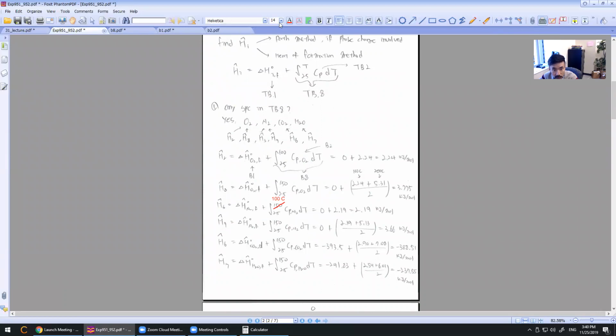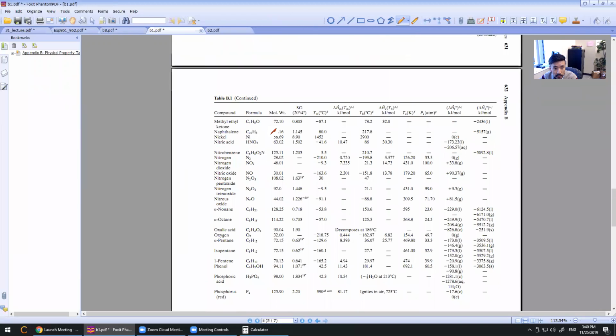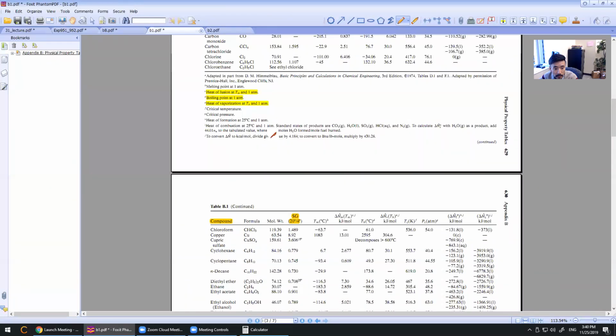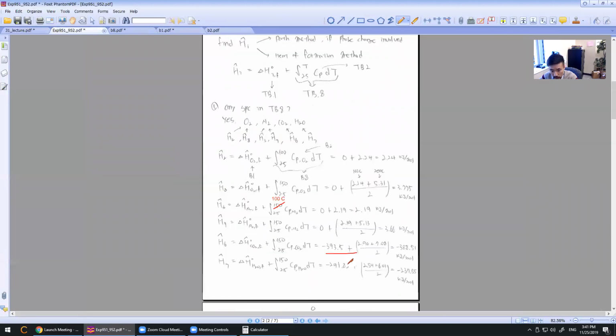Where do we find this information? That's from table B1, right? Carbon dioxide heat of formation. Let's take a look. Carbon dioxide heat of formation. You see, we're talking about the gaseous phase, right? So that is negative 393.5. So you get the number here, right?